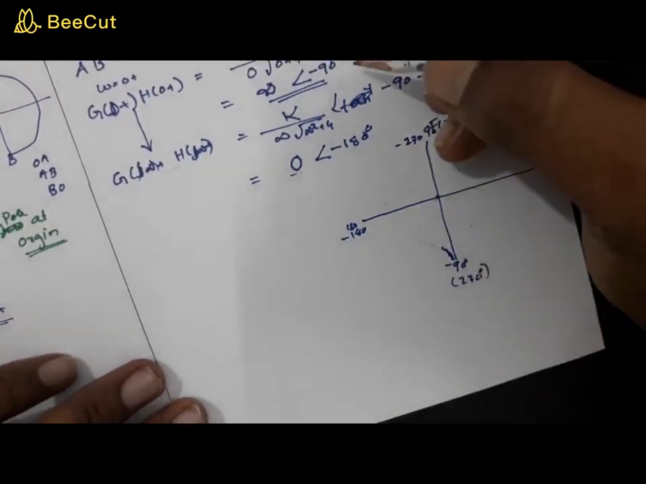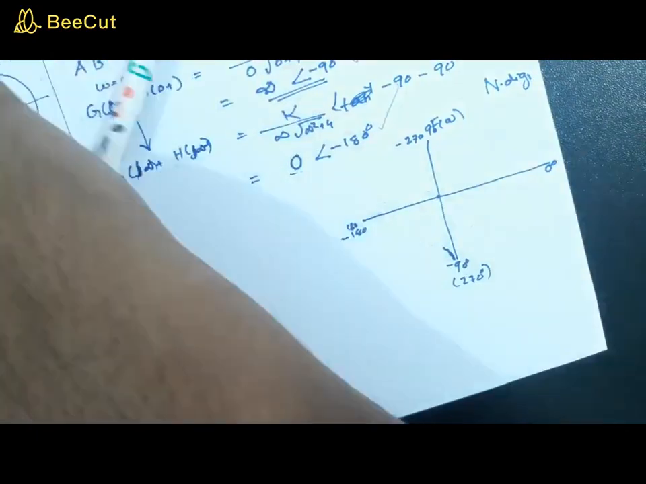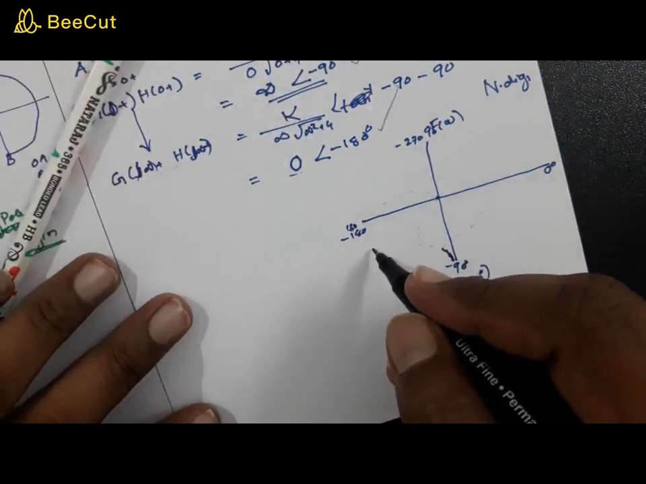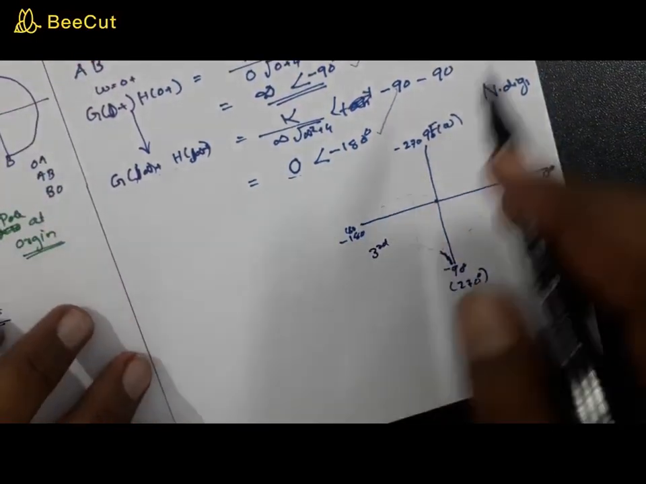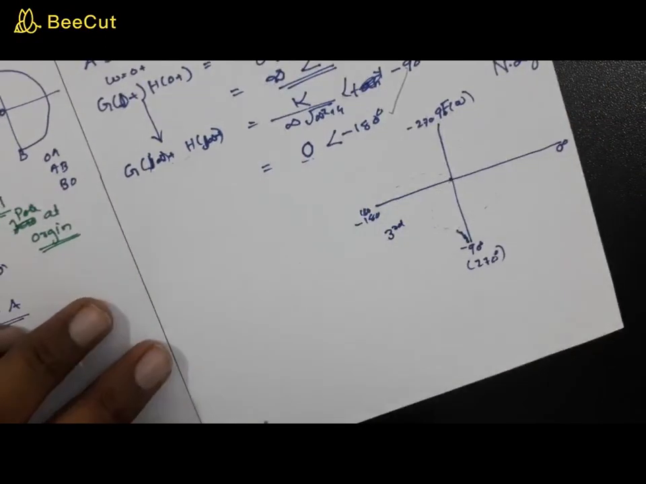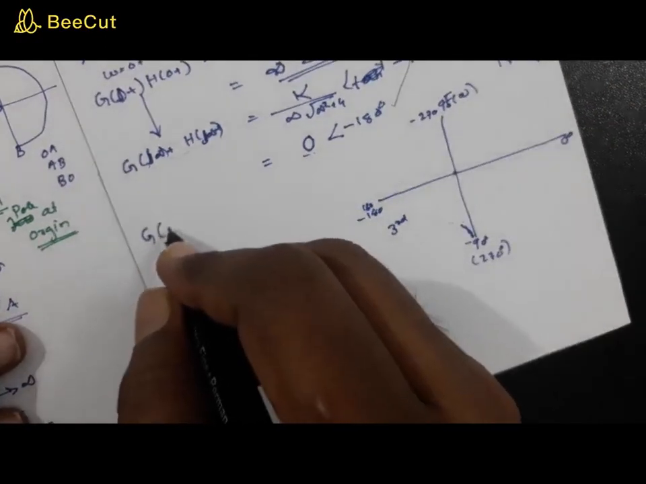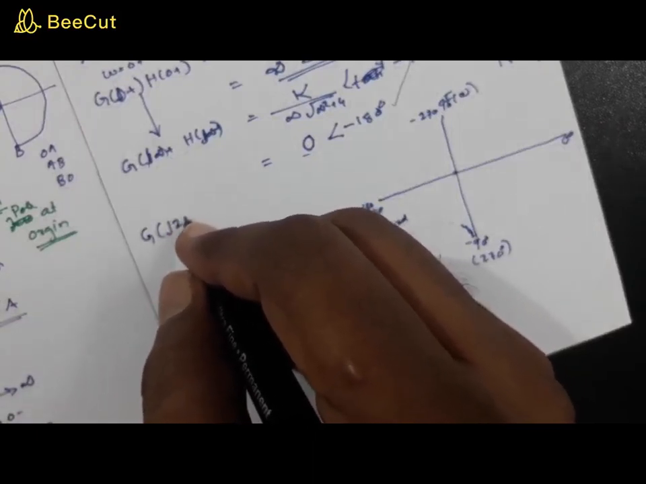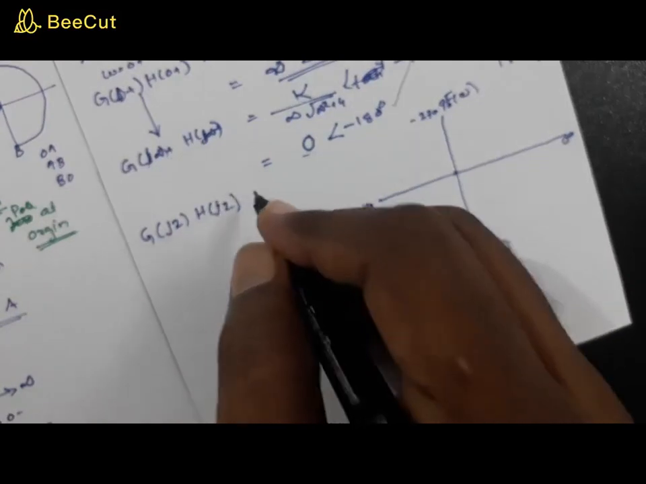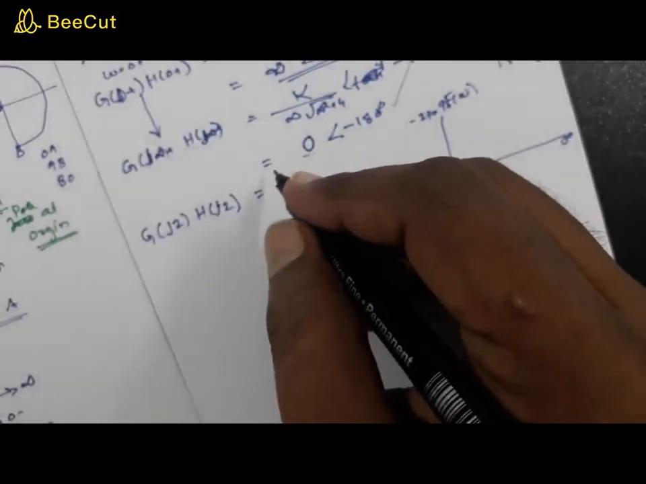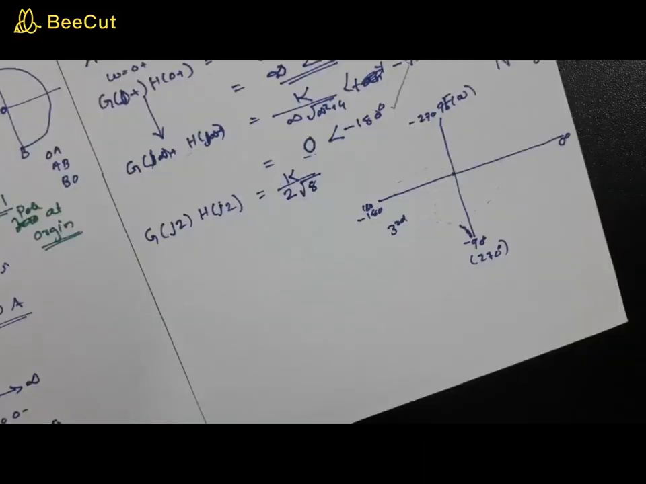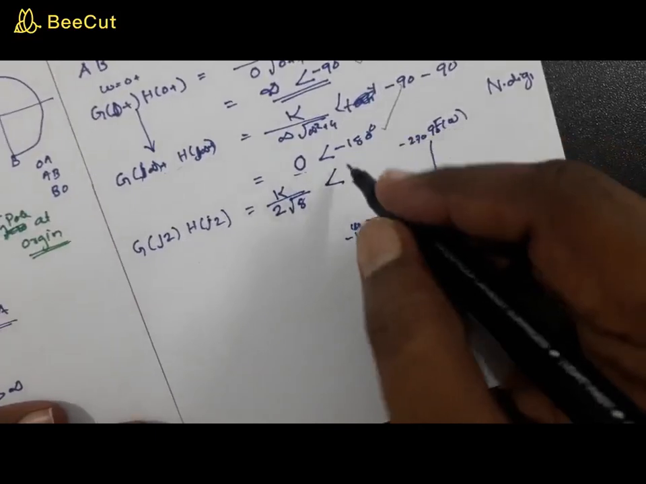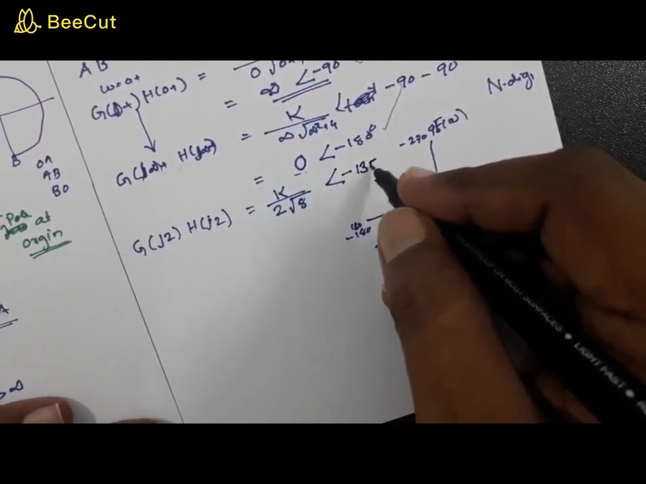Anyway, what we understood is that minus 90 and minus 180 degree are angles in the third quadrant. So we got a feeling that this plot always remains in the third quadrant. In order to prove that, we need one more point. So I'm just substituting j omega equal to 2, that is, omega to be 2. When you plot that, you will be getting k by 2 root 2, but the angle becomes minus 135 degree.